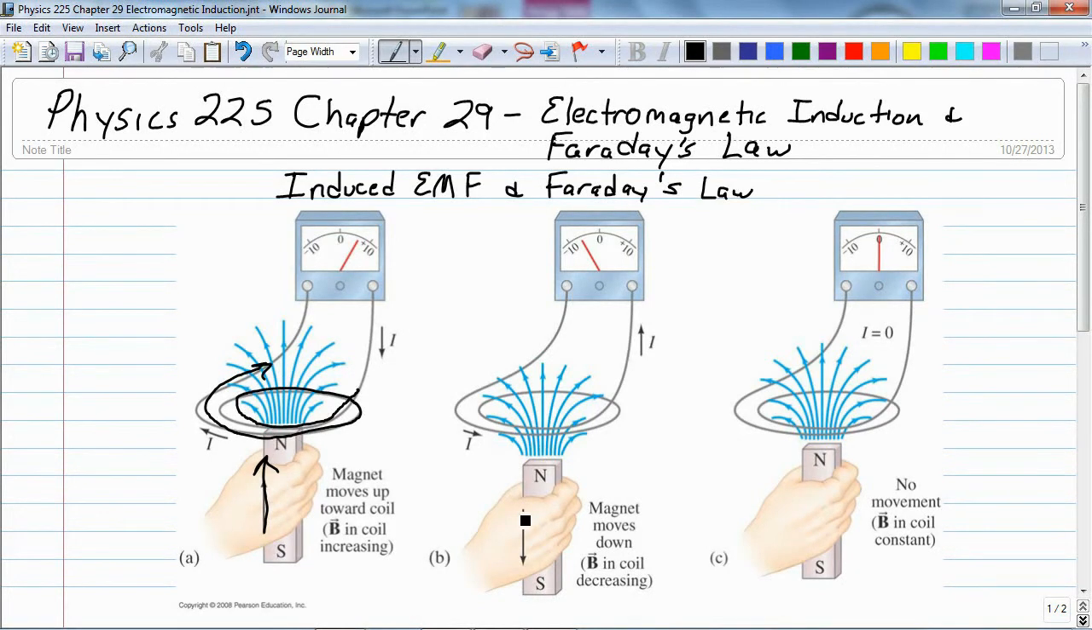And if I move the magnet down, the current is going to reverse direction, and it's going to be going in the counterclockwise direction as I look down on the coil.